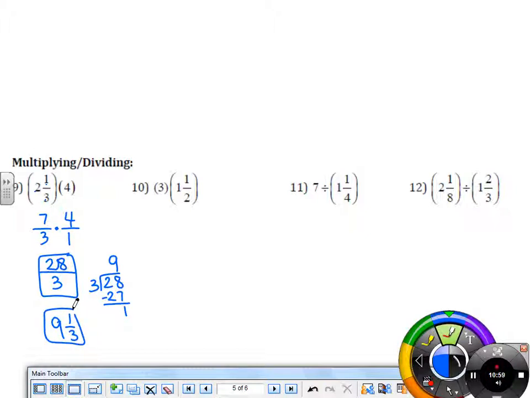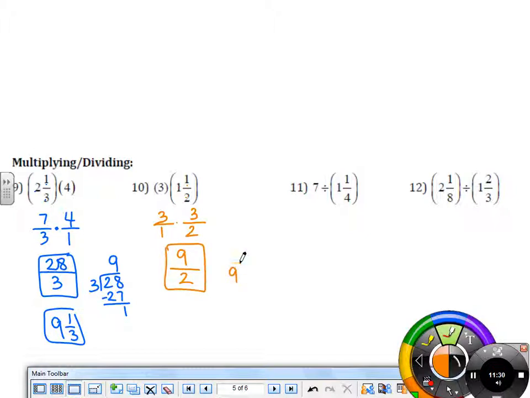All right, for number 10, the 3 is our whole number. So I'm going to rewrite it as 3 over 1. I'm multiplying, and I'm multiplying with 1 1/2. So again, I'm going to do 2 times 1, which is going to be 2, plus the 1 in the numerator would be 3, and I keep my denominator of 2. And again, we multiply straight across, so we're going to get 9 in the numerator and 2 in the denominator. So our answer is 9 over 2, since that doesn't simplify.